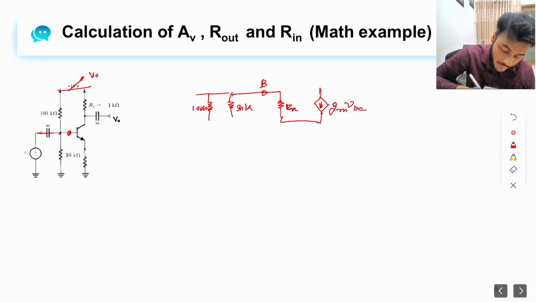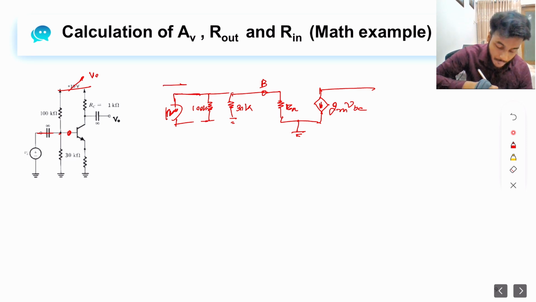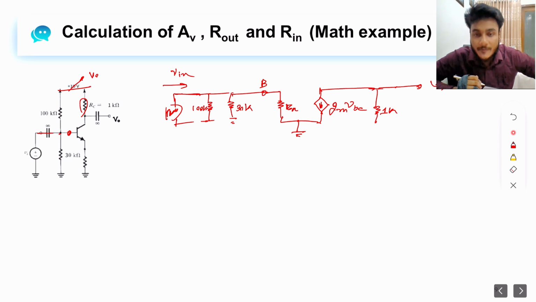The values are not necessary for this example. We will have this, and this will be our small signal source. From here we will input our small signal V in. And this RC will be grounded like so, so it will be 1 kilo, and this is our VR. So this is the small signal representation of our CE amplifier circuit.